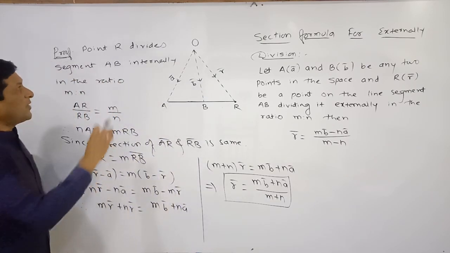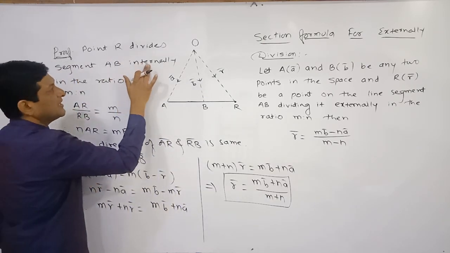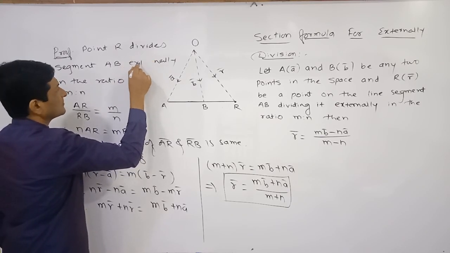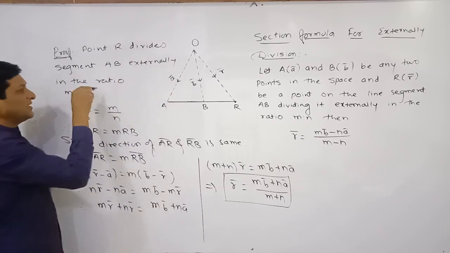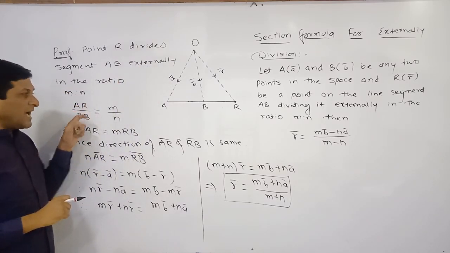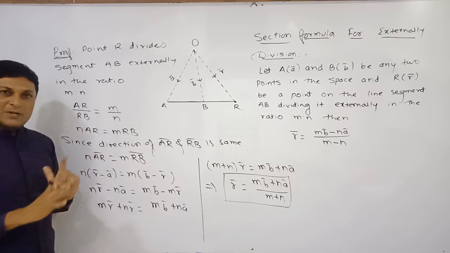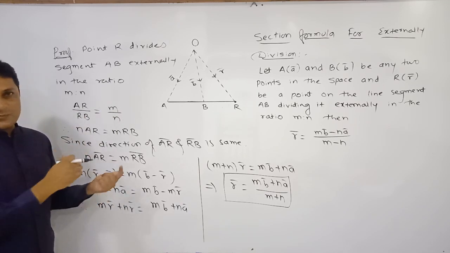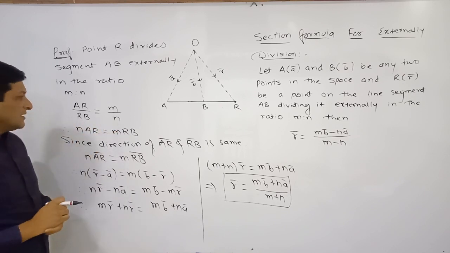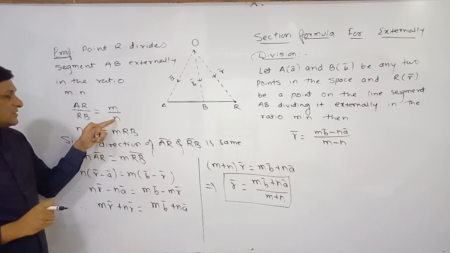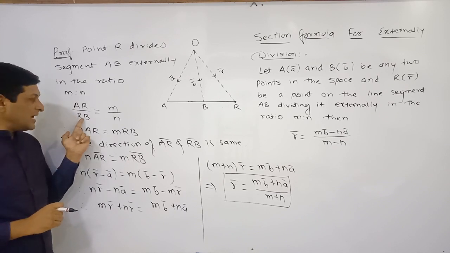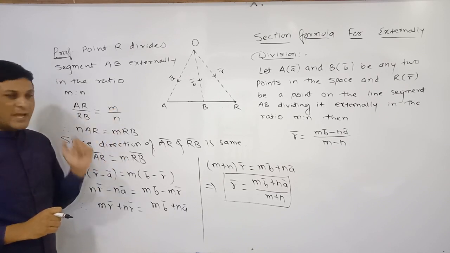So now point R divides segment AB externally in the ratio M is to N. Means the ratio of AR and RB is M is to N. We have already seen this part in the first proof also; here also the same conditions are given to us. Now multiply by N on this side. So we get N into AR equal to N AR, and RB into M equals M RB.